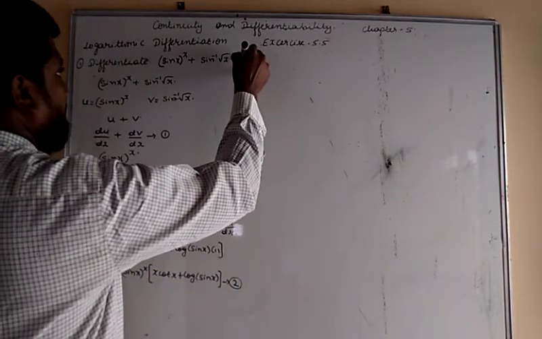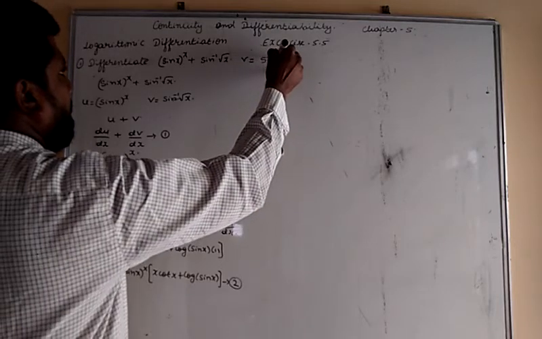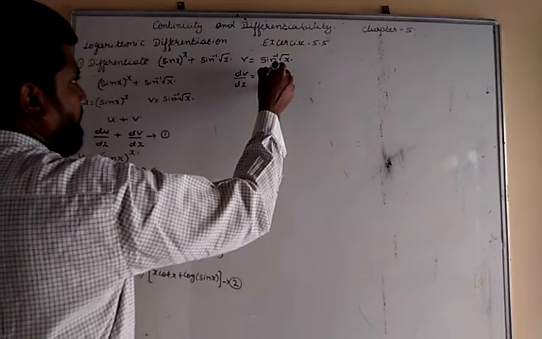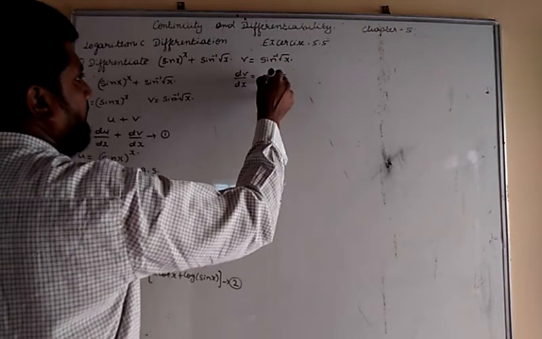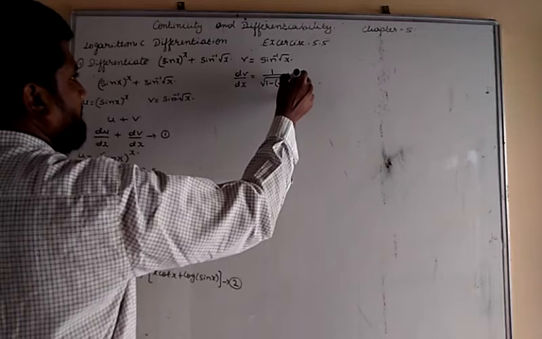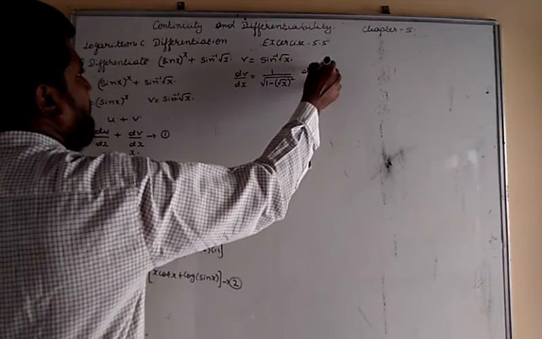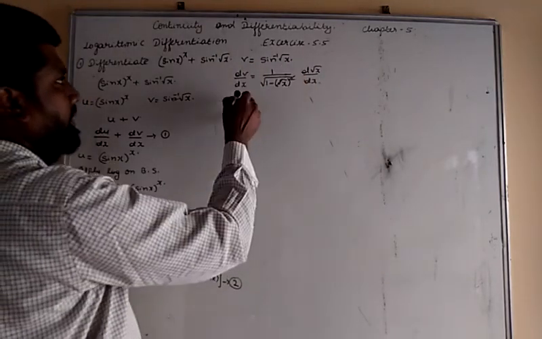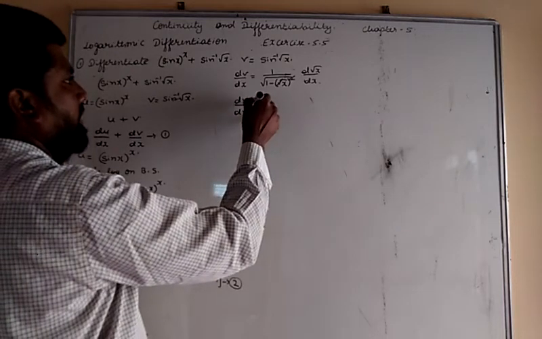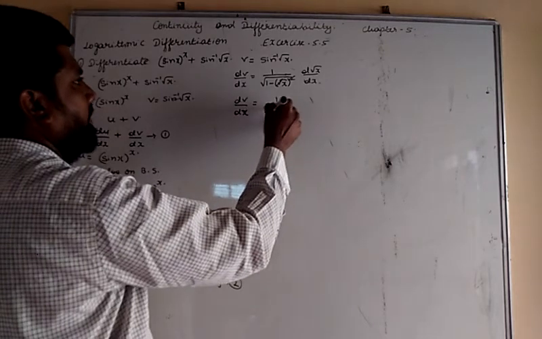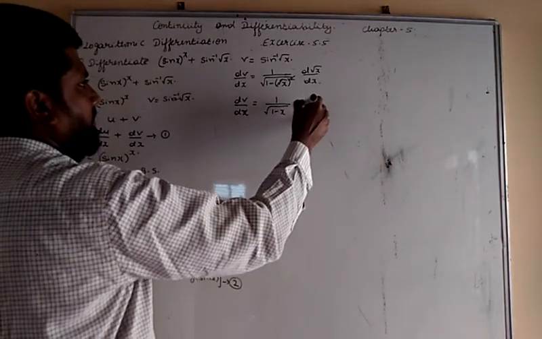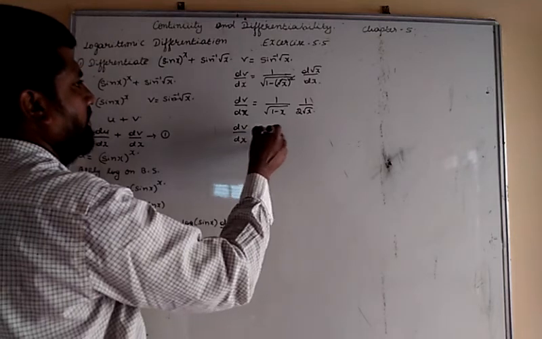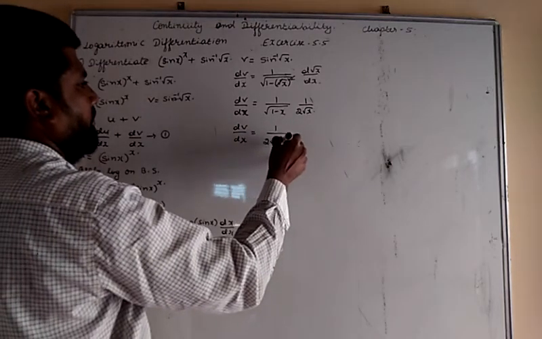Then let us take v is equal to sin inverse root x. Then differentiation of v with respect to x is equal to, sin inverse x means 1 by square root of 1 minus x square. In the place of x, root x, so (root x) whole square. Again differentiation of root x. No need to apply log here. So square and root get cancelled. Then dv by dx is equal to 1 by square root of 1 minus x. Then root x differentiation is 1 by 2 root x. Then dv by dx is equal to 1 by 2 root x into root 1 minus x.